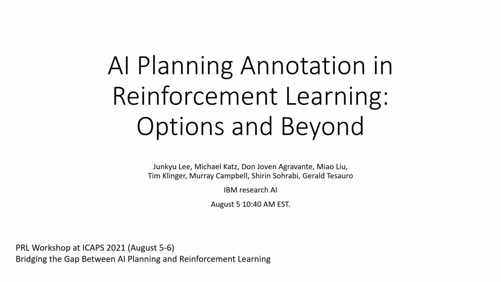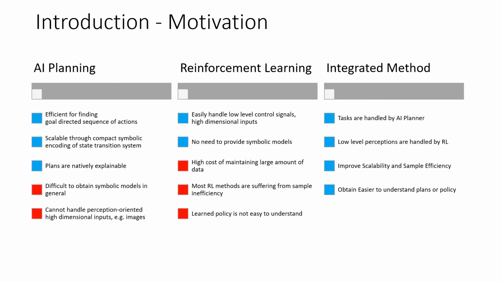This presentation introduces AI planning annotation in reinforcement learning, which is a kind of integrated method of AI planning and reinforcement learning for solving sequential decision-making problems. When solving sequential decision-making problems, AI planning and reinforcement learning approaches both have their own strengths and weaknesses. The integrated method aims to complement each other.